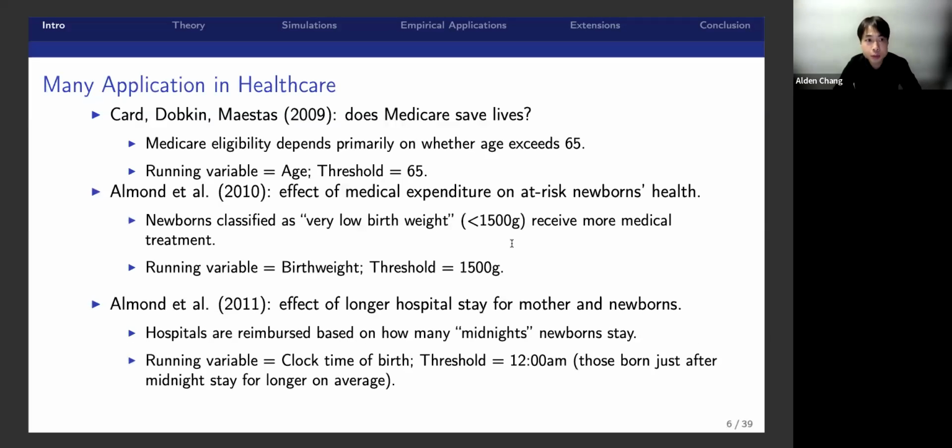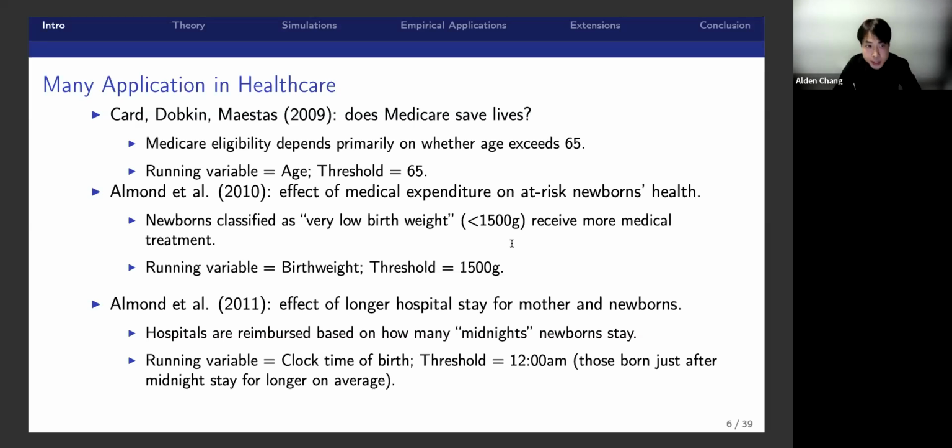Okay, so there are many applications of RD designs in healthcare. David Card and co-authors have a paper on whether Medicare saves lives. Medicare is probably the largest insurance program in the US, and eligibility depends primarily on whether age exceeds 65. So in this case, the running variable is age, and the threshold is 65.